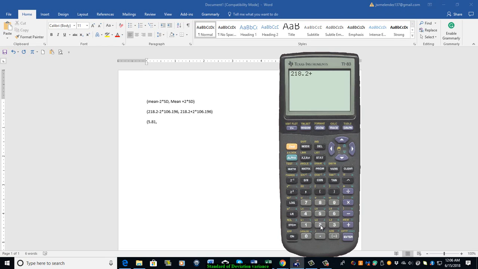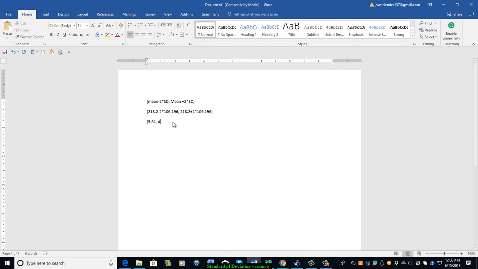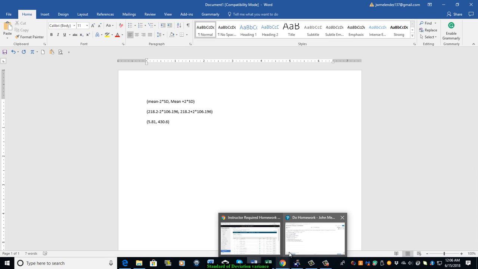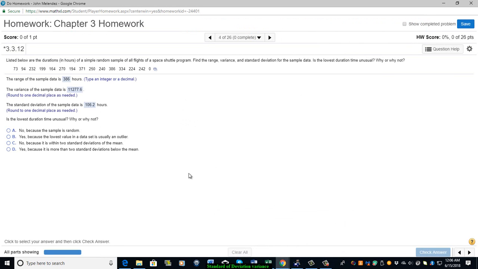Then our second one is 218.2 plus 2 times 106.196. We get 430.6. So we're going to have 430.6 as the upper end of the interval.